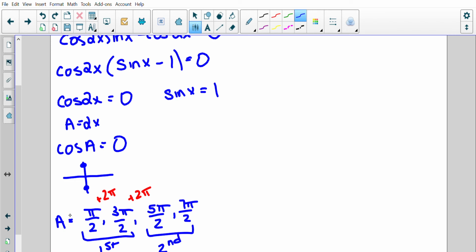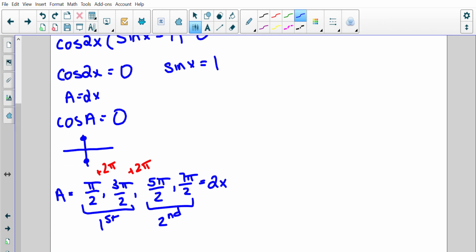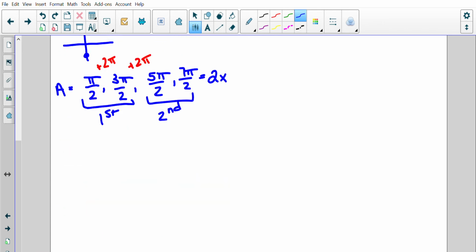And again, we're not solving for a, we're solving for x. So this is equivalent to 2x. So we have to divide everything by 2 or multiply everything by half. So our answers for x will be pi over 4, 3 pi over 4, 5 pi over 4, and 7 pi over 4. Okay.